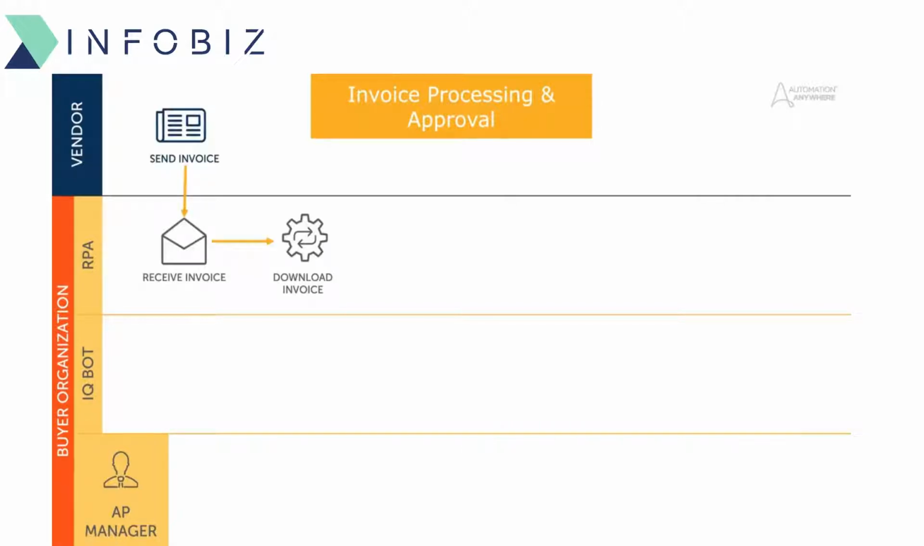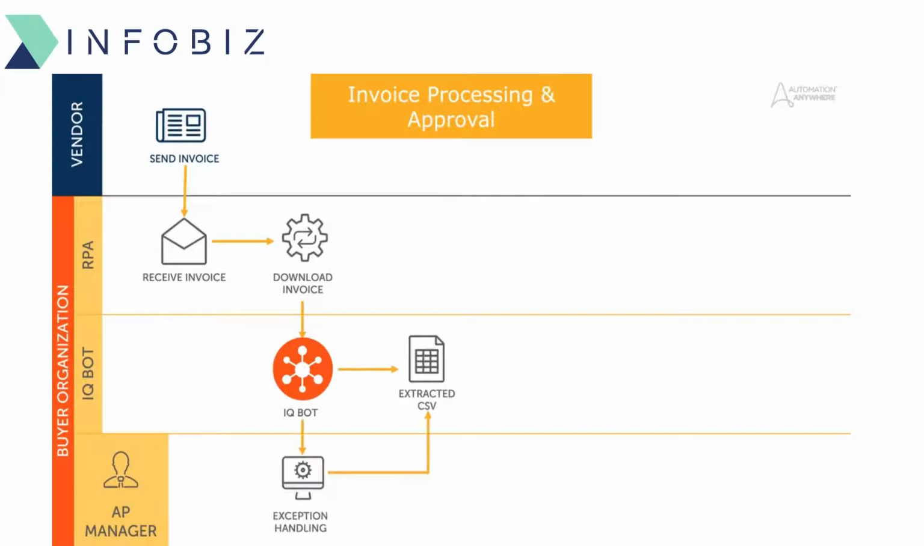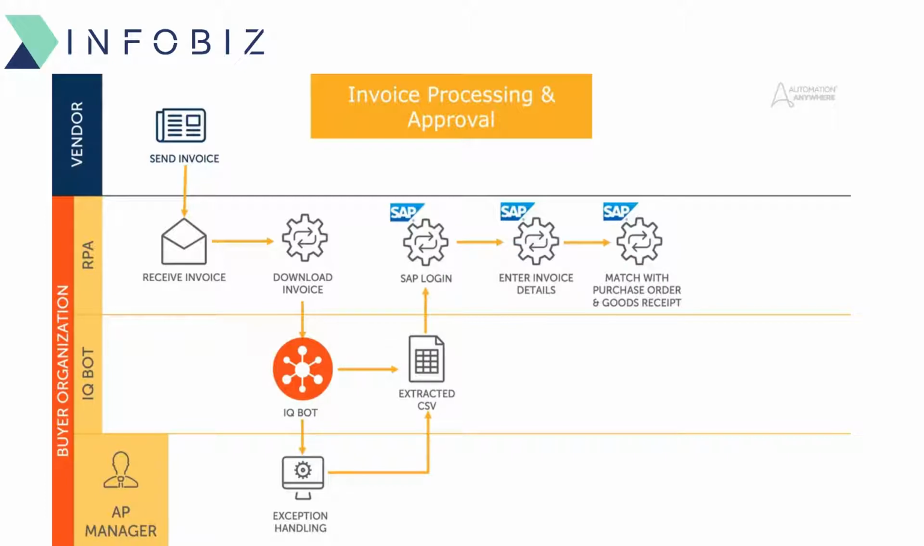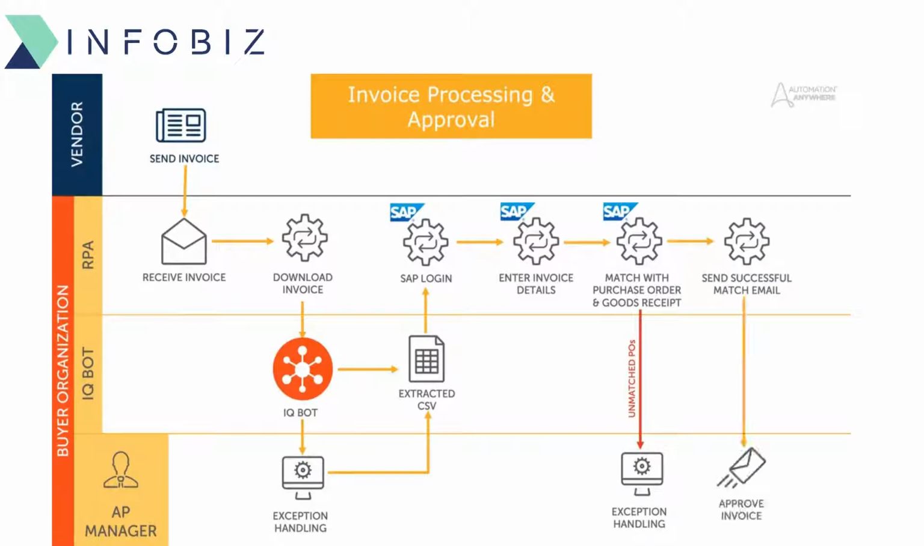With RPA, new invoice documents are immediately downloaded from incoming emails. These new invoices are then uploaded to IQBot for processing. IQBot extracts the data on the invoice into structured CSV format. RPA can then log into the ERP system, in this case SAP, and use the formatted data to enter in all of the required information for the invoice without human intervention.